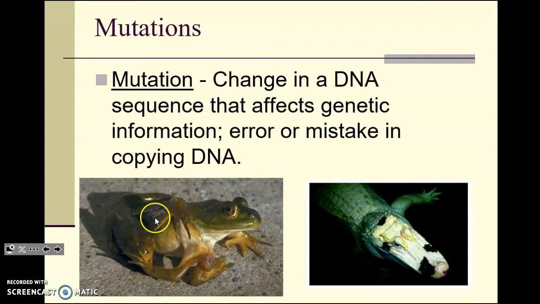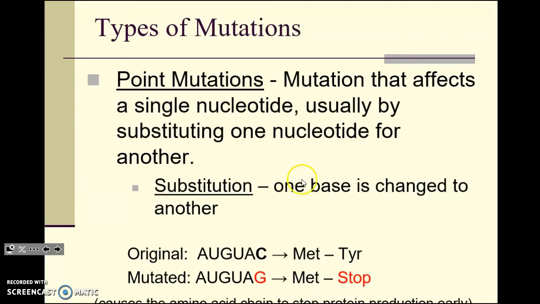Like this right here, you see the frog's got extra legs. It does happen, but not very common. This alligator's head is white, the rest of his body's green. So that's from a mutation. So there's different types of mutations too, though.